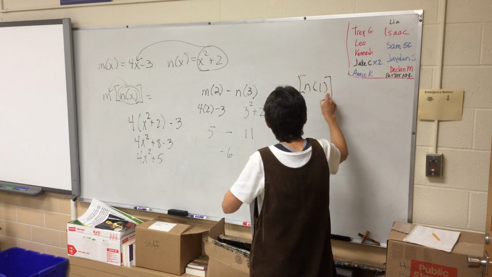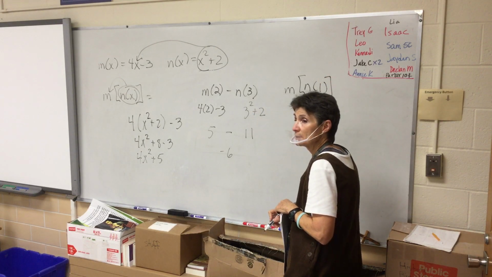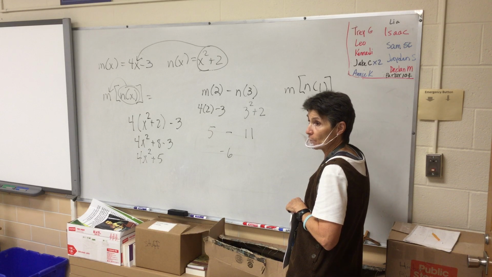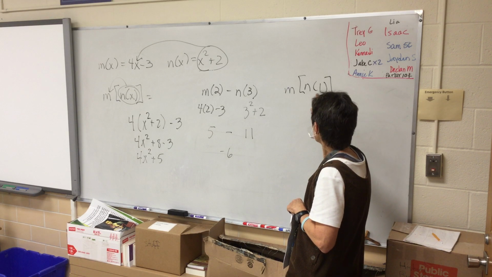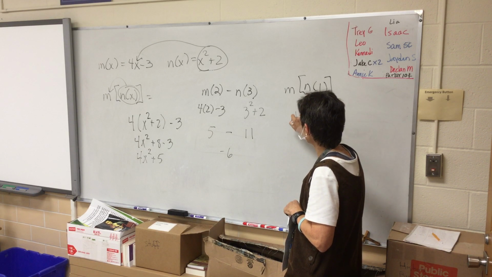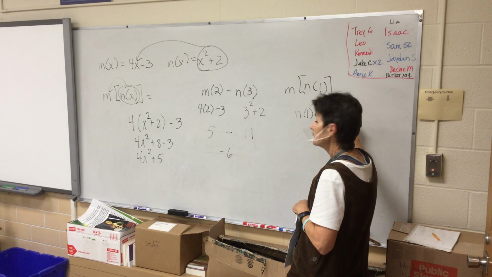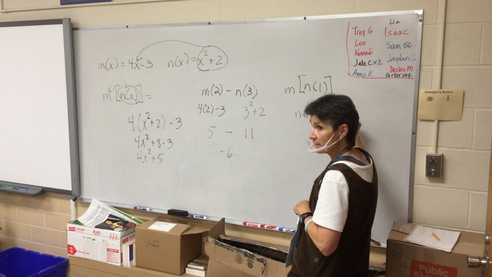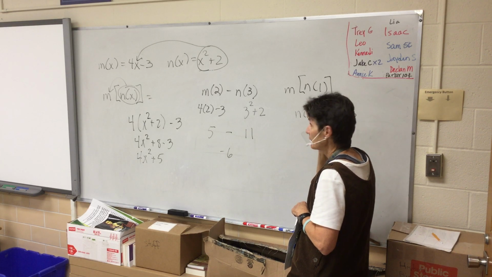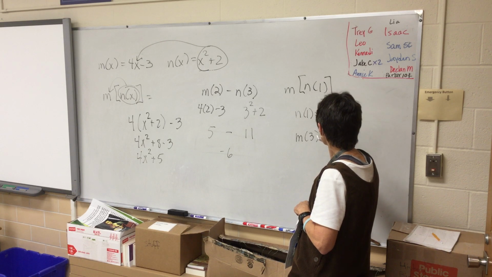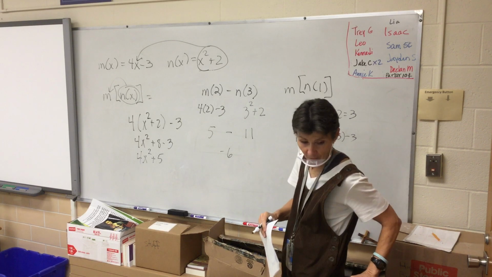M of N of 1. Now this one has a number. So we're going to take the 1 and put it into N. So what's N of 1? 3. And then we take the 3 and plug it into M. 9. So the answer is 9. 12 minus 3. 9. Right.